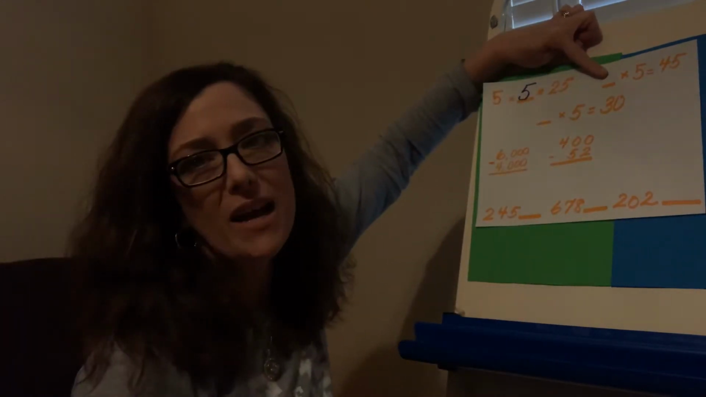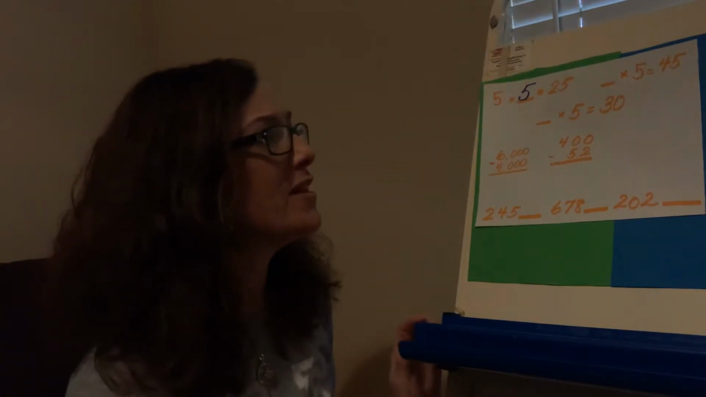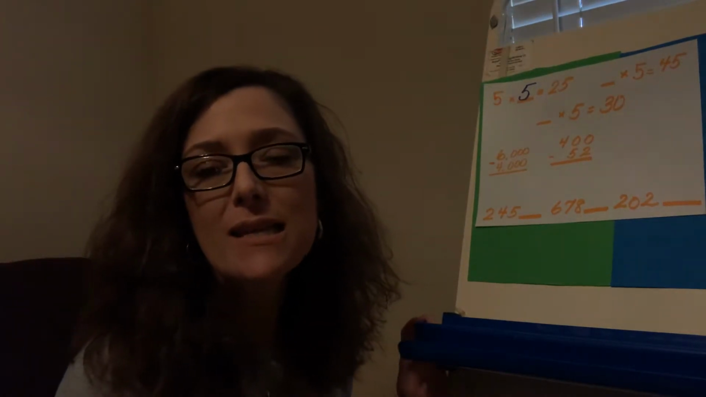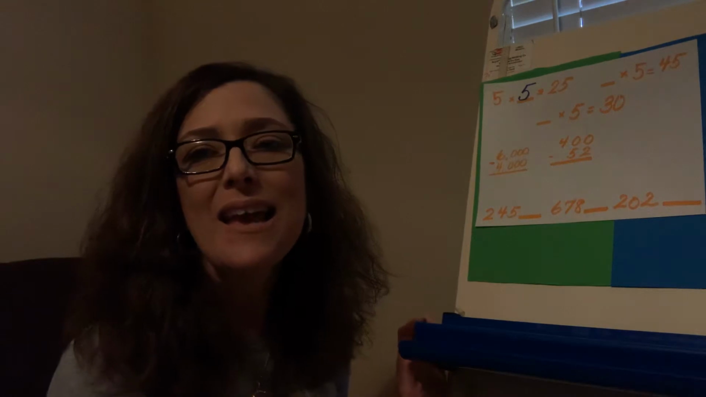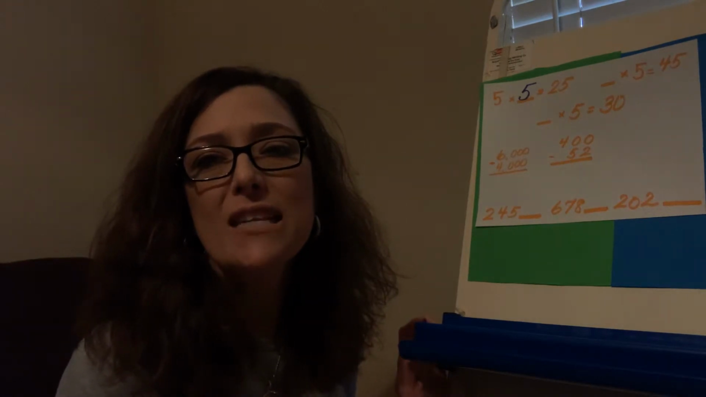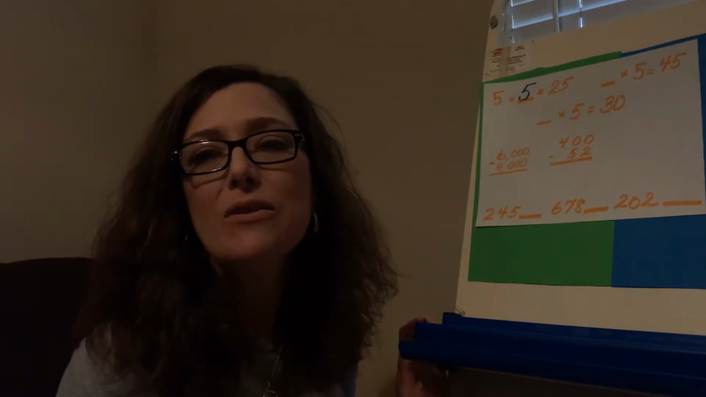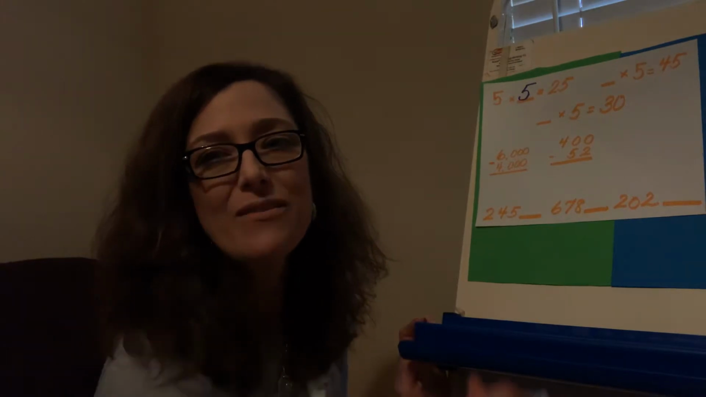Blank times 5 equals 45. Count by fives till we get to 45. Begin. 5, 10, 15, 20, 25, 30, 35, 40, 45. So 9.